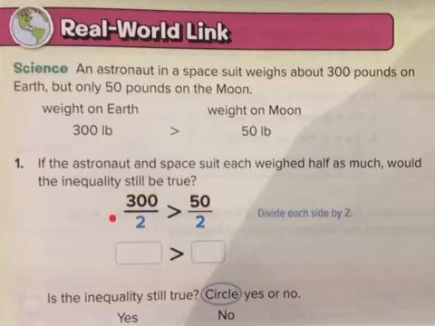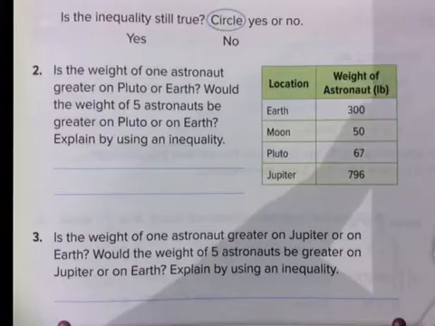Well, let's see. If we were to divide this by half, we would get 150, correct? And if we divide 50 by half, it would be 25. So is the inequality still true? Yes, it is. So whatever you do to one side of the inequality, you must do to the other side, similar to how we've done with equations. Okay, question 2. Is the weight of one astronaut greater on Pluto or Earth?